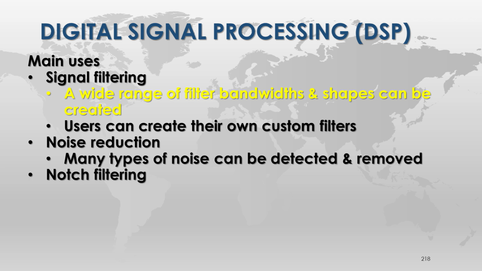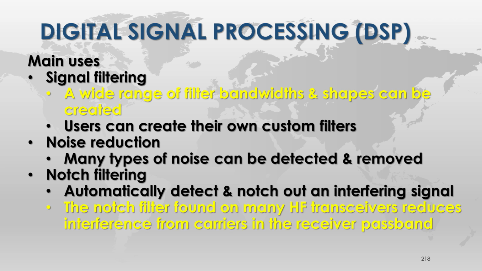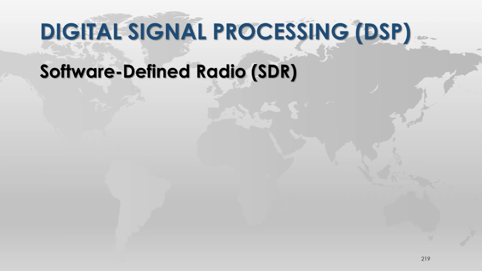Notch filtering is awesome. Automatically detect and notch out an interfering signal. So that's the notch filter found on many HF transceivers; it reduces interference from carriers in the receiver passband. So the passband is the part it's allowing through. If there's an interfering signal in there from a carrier, it can knock that out and keep the one you want. Audio frequency equalization.